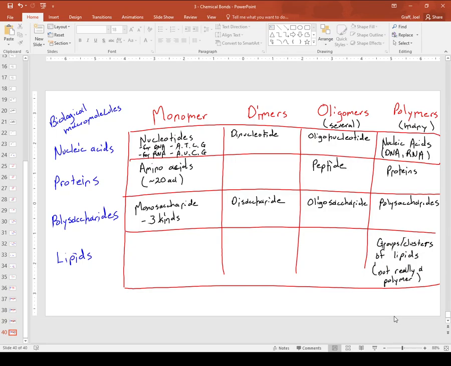And finally, lipids. Lipids are kind of monomers anyway. They can form groups or clusters, but these aren't held together by covalent bonds, so I'm saying it's not really a polymer. Usually, if they're together in a big cluster, it's because they're trying to get away from water, because they are hydrophobic. So anyway, that is a preview. The next 3 or 4 lectures we'll cover these different biological macromolecules in far more detail.